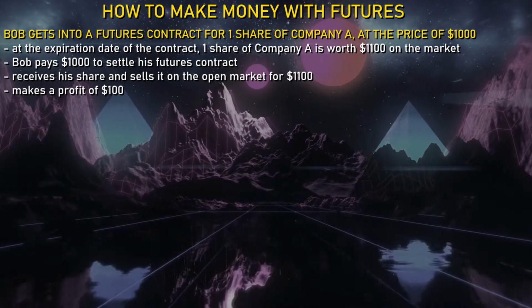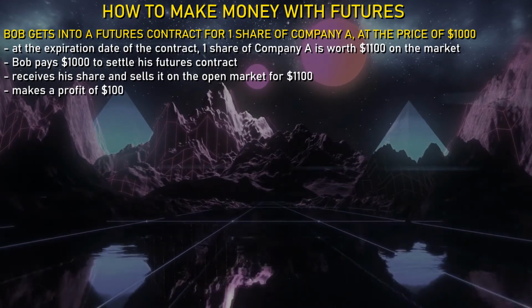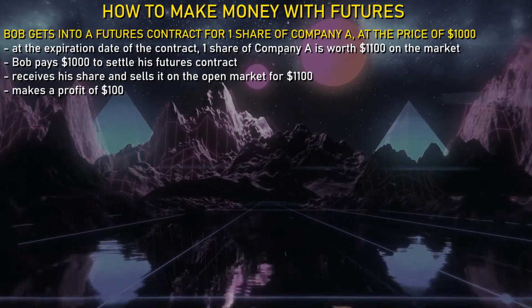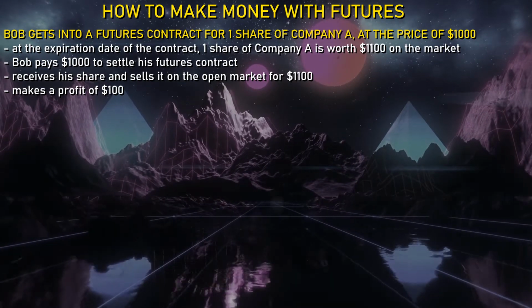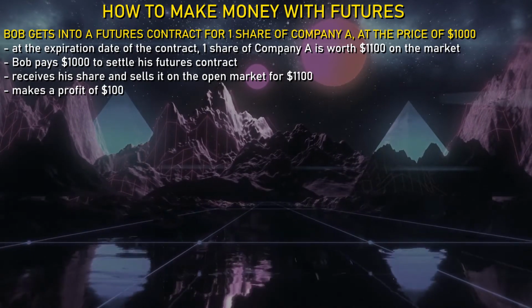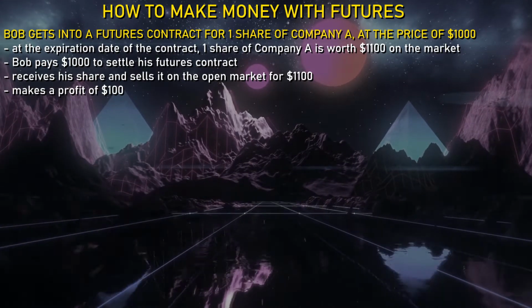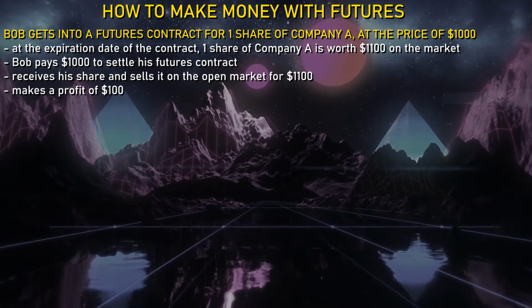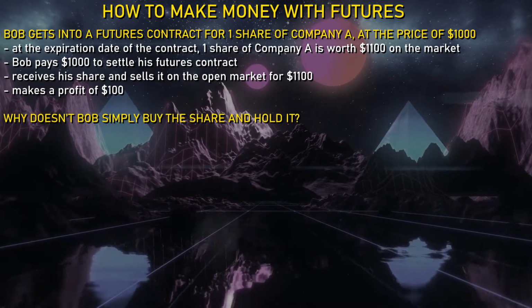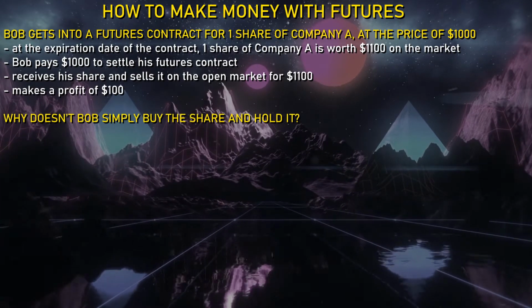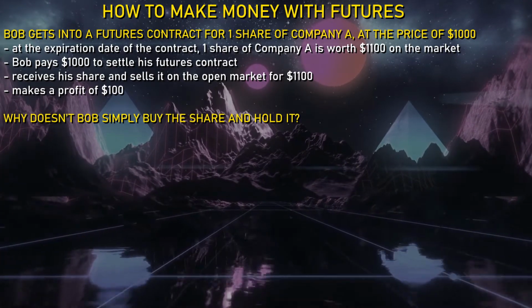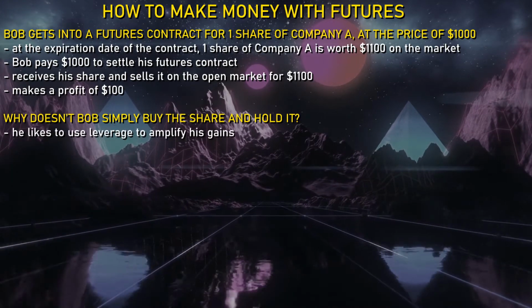If at the expiration date of the contract the price of the share is $900, Bob still has to pay $1,000 for it, and when he sells it on the open market, he loses $100. So why doesn't Bob simply buy the share and hold it? Because Bob is a degenerate gambler, and he likes to use leverage to amplify his gains.